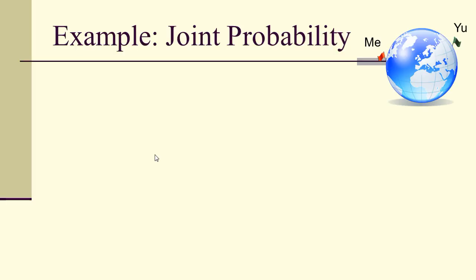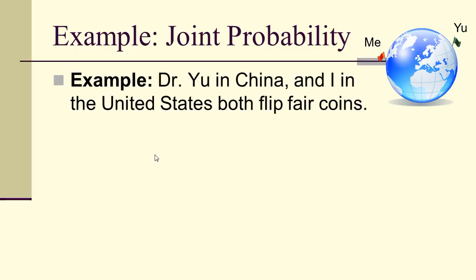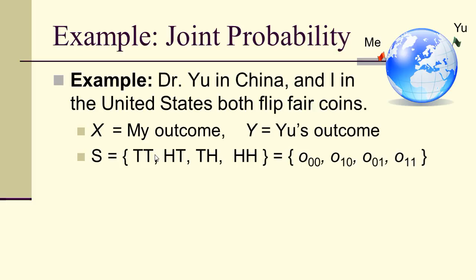Let's look at an example. So let's suppose that Dr. Yu is in China and I am in the United States, and we both flip fair coins. So x is my outcome, y is Yu's outcome. So the sample space is tails-tails, heads-tails, tails-heads, or heads-heads. That's little o sub 00, little o sub 10, little o of 01, little o of 11.